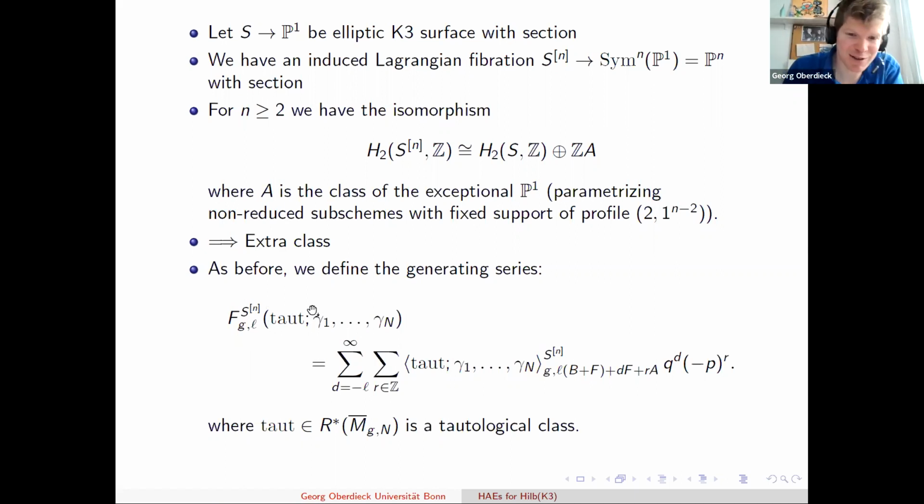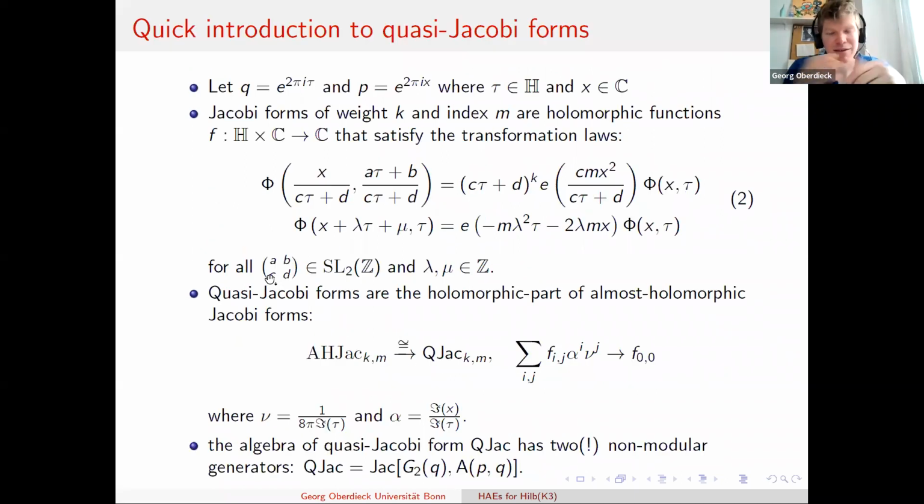So let me explain this in a very quick way, on a slide here. Maybe I will explain this a little bit, because I've never seen this explained in a geometry talk, and in a modular forms talk you never explain the geometry. So maybe I explain this here. What is a Jacobi form? And in fact, a quasi-Jacobi form, in a very quick way.